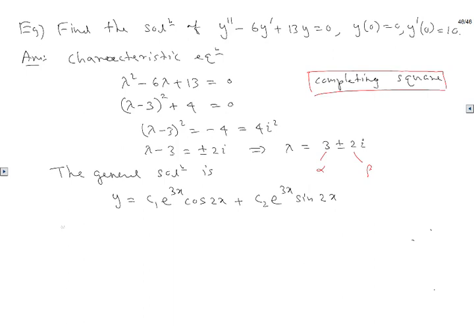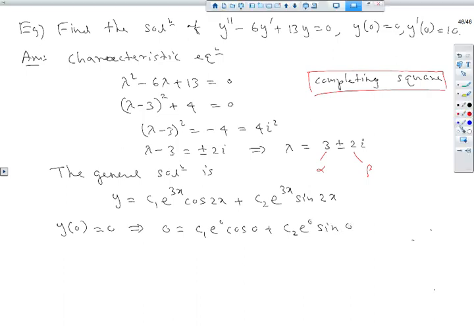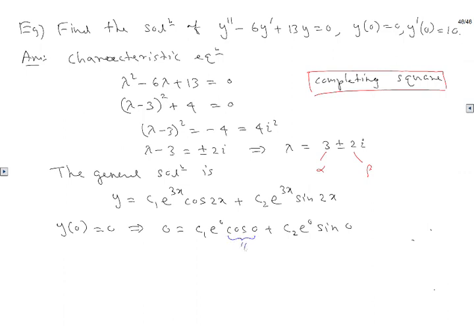Now we can use the initial condition y(0) equals 0. That's going to give you 0 equals, so let's plug in 0 everywhere: c1 e to the 0 cosine 0 plus c2 e to the 0 sine 0. We know that cosine 0 is 1 and sine 0 is 0. Because of that, this term is going to go away. You simply get C1, that means C1 equals 0. If C1 equals 0, we can simply remove that from the general solution.